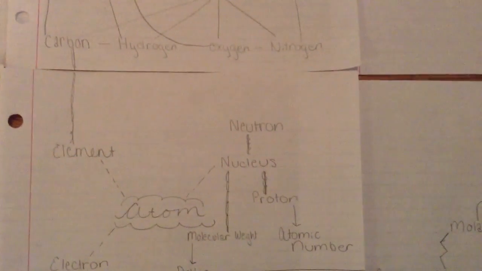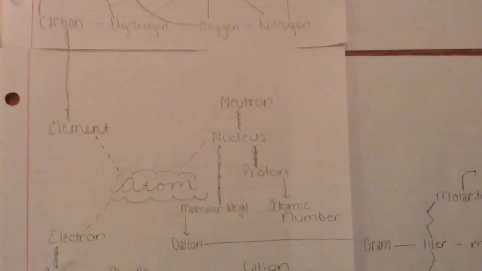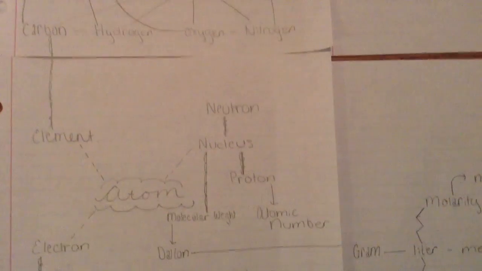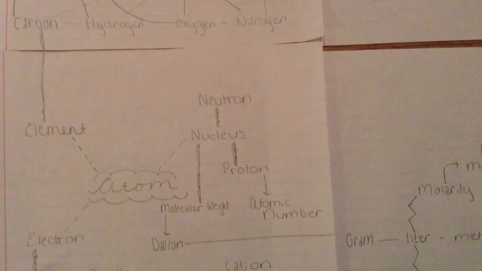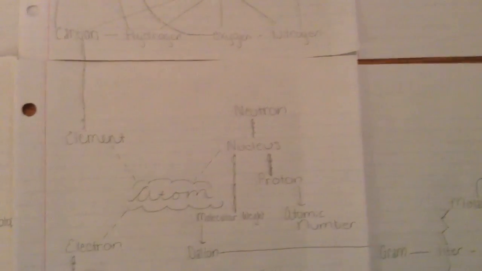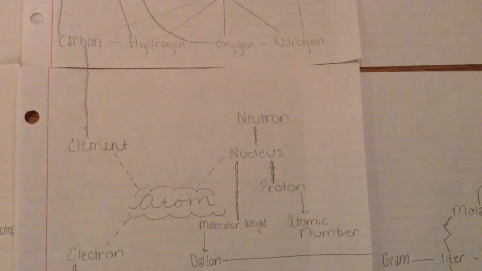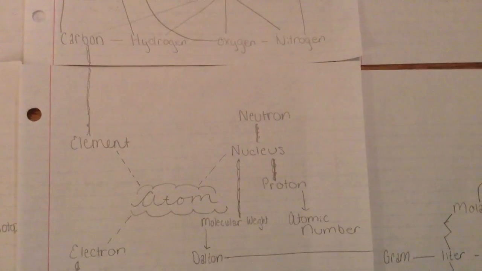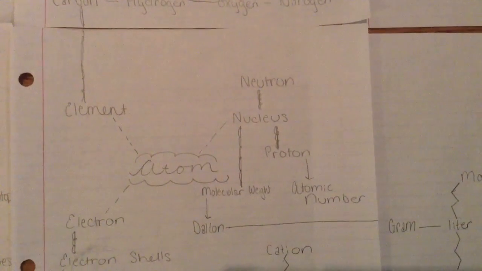It is positively charged because it has protons and neutrons. Neutrons are neutral, protons are positive particles, and protons, when counted up, make up the atomic number, and that tells us what element the atom is based on how many protons are in the nucleus. And the nucleus is the densest part of the atom, and so combined it makes the molecular weight up.